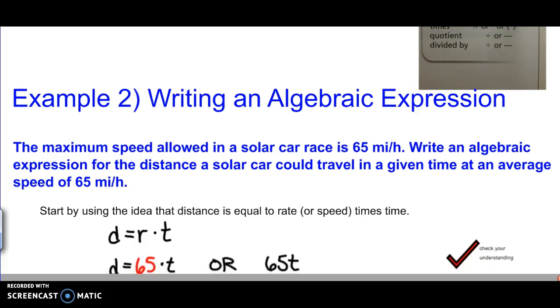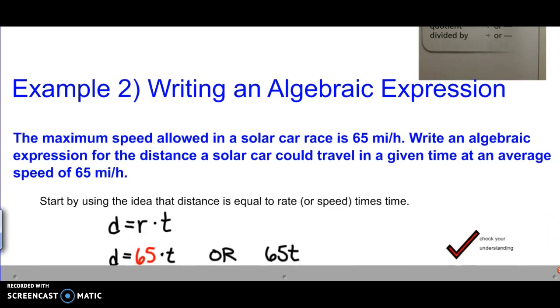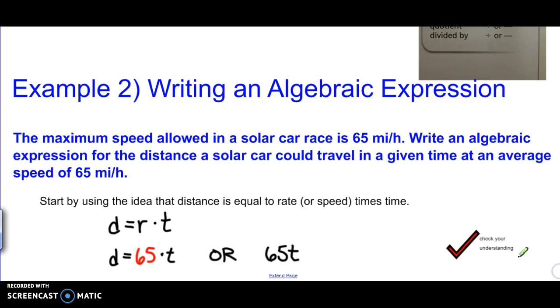Let's start off with what we know. We don't know the distance, but we do know the rate, and we don't know the time, so we're going to use 65t for an expression. Now, let's check your understanding.